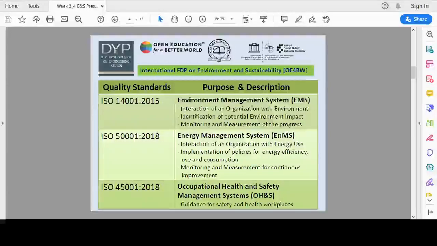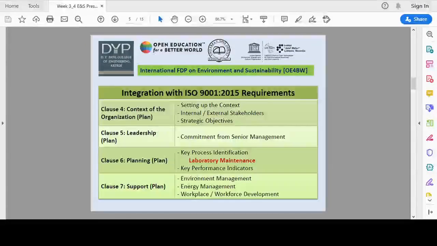ISO 45000-2018 gives guidelines for safety and health measures that need to be given for a worker and for his workplace. How can we integrate these ISO standards with the QMS ISO 9001-2015 for an educational institution?